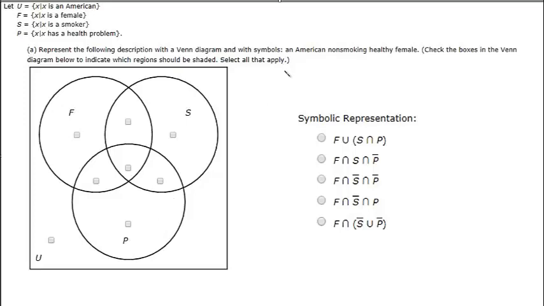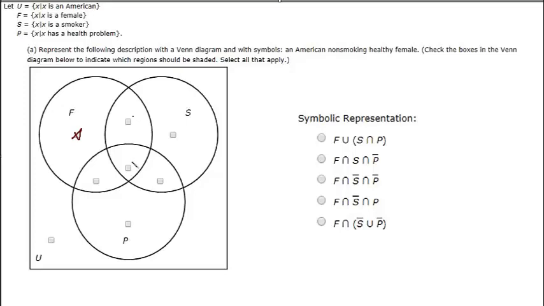So they want us to find an American, well, they're all Americans, non-smoking, so it can't be an S, so it can only be over in this area here. So we only have 3 choices now, and it has to be healthy, so it can't be in P, so it's just this guy right here. There is an American non-smoking healthy female.